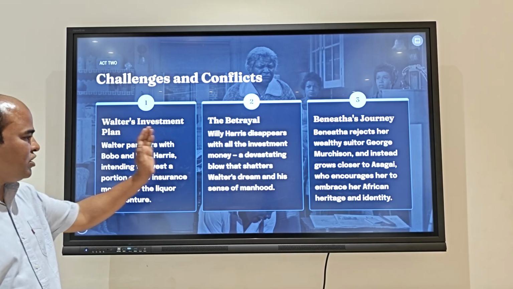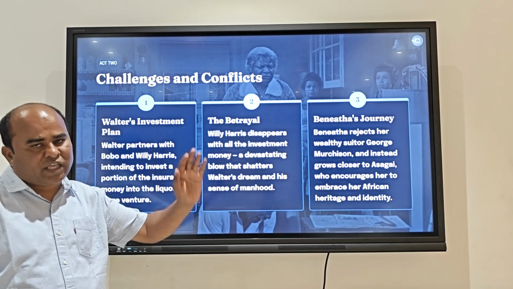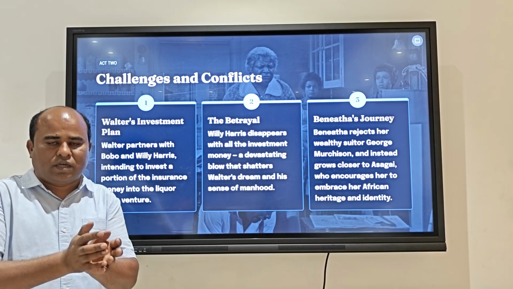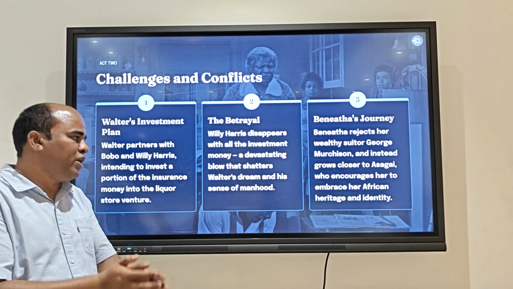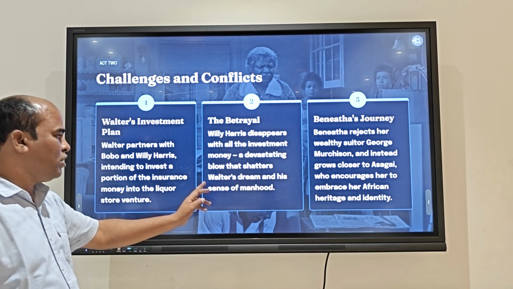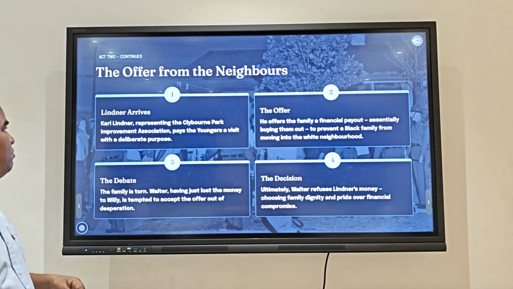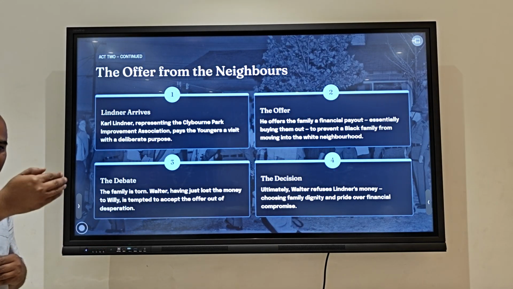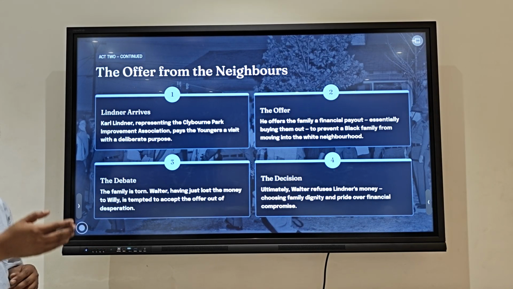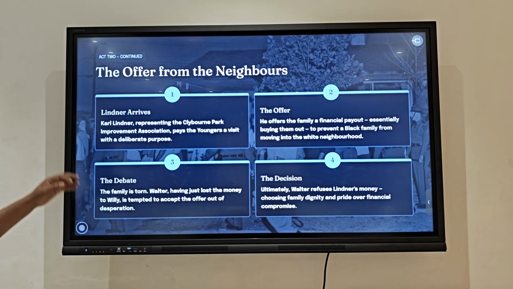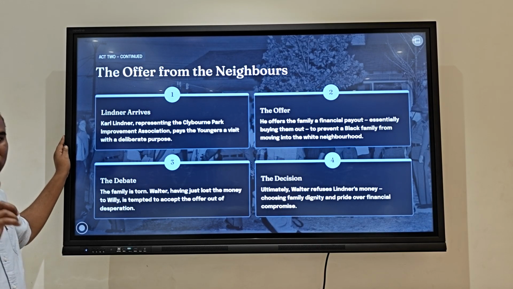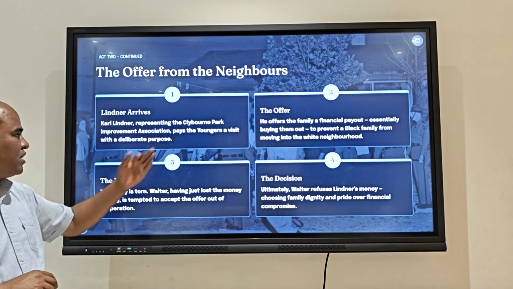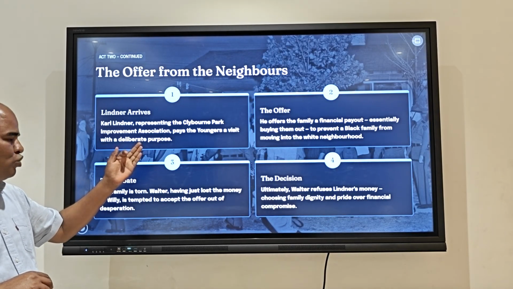So look at each and every character as to how they are making choices. They are standing at a crossroad and they have to make choices in their life. So this is how the tension in the play builds up. And another force which comes into the play is Karl Linder, the only white character in the play. Karl Linder, who represents the Claiborne Park Improvements Association.